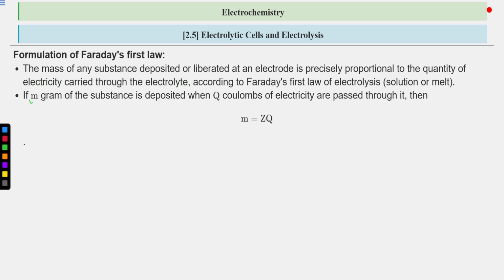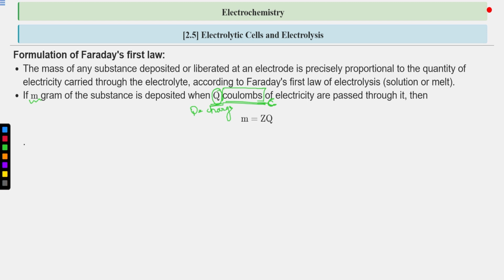So let's suppose m gram of substance, that means mass, is given. So m gram of the substance is deposited when Q coulombs of electricity are passed through it. Q, as I said, is charge. Charge is basically the quantity of electricity. For charge we use the unit coulomb to measure it, represented by capital C.